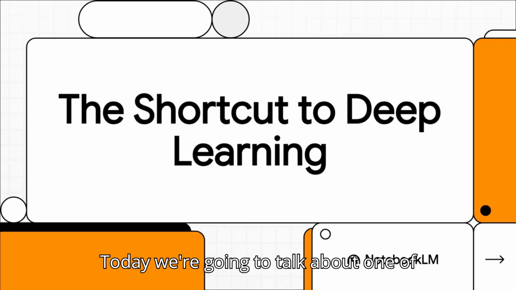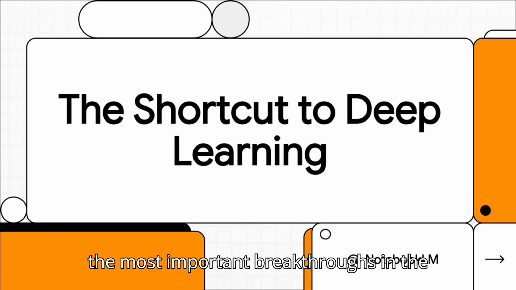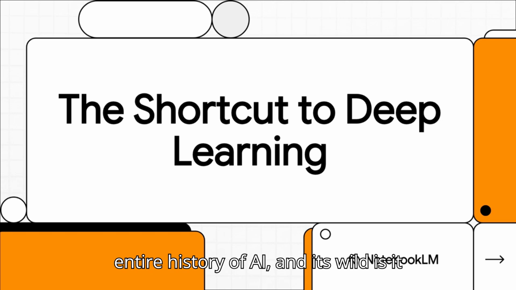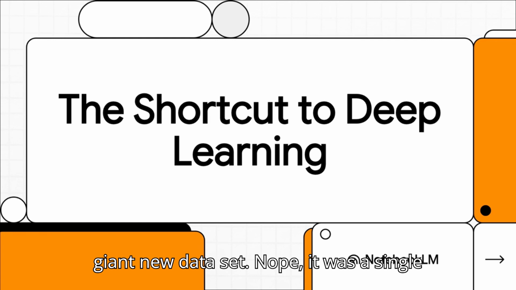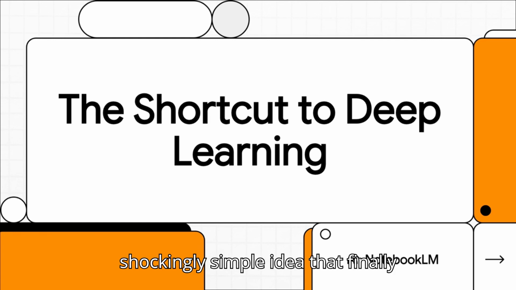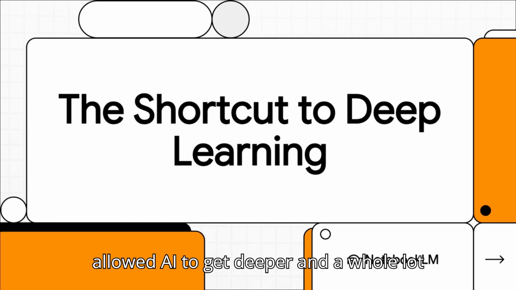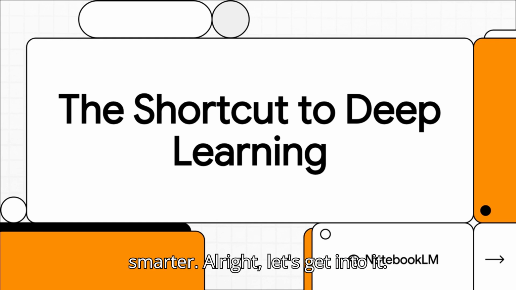Today, we're going to talk about one of the most important breakthroughs in the entire history of AI. And what's wild is, it wasn't some crazy complex algorithm or a giant new data set. Nope. It was a single, shockingly simple idea that finally allowed AI to get deeper and a whole lot smarter. All right, let's get into it.